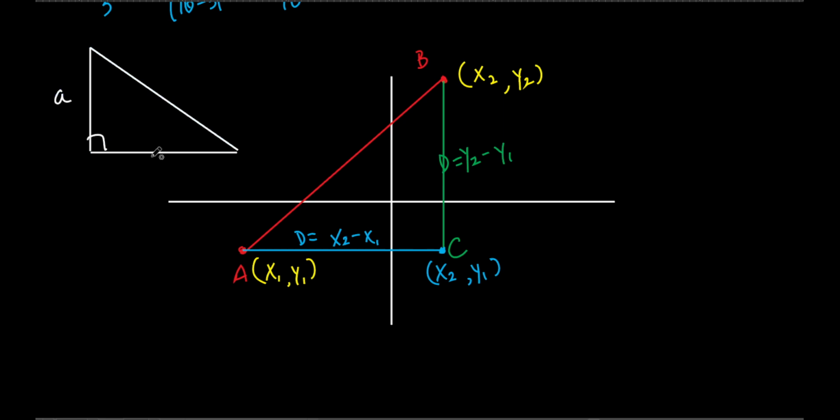If I call this A, and I called this B, and I called this C, does this ring a bell at all? Very good. So, yeah, I knew you learned this. Good. So watch. A squared plus B squared equals C squared.